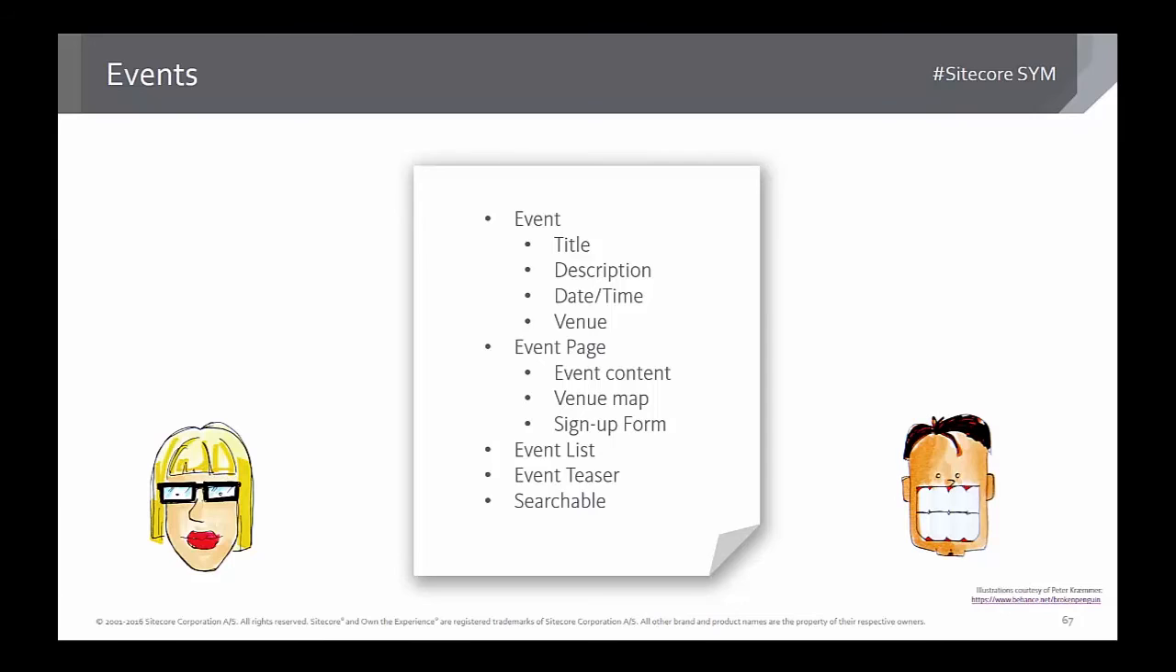So this is what she's looking at. She wants an event, and those are the fields she wants. She wants a page that has some content, a map of the venue, and a sign-up form. She wants a list and a teaser that she can put on the front page or any page, and she wants it to be searchable.